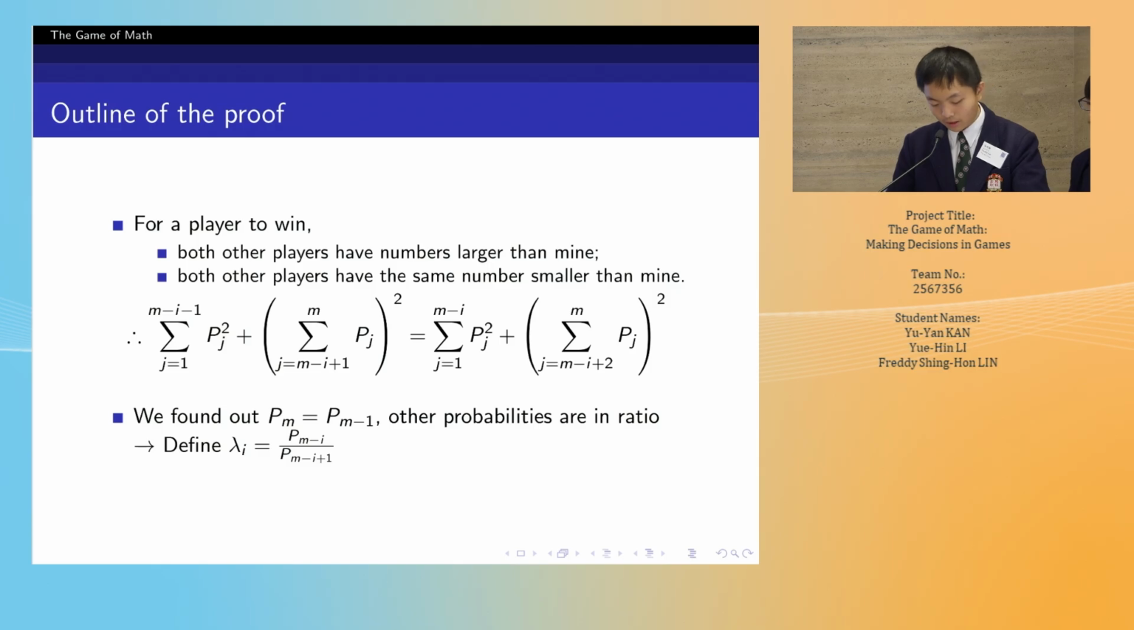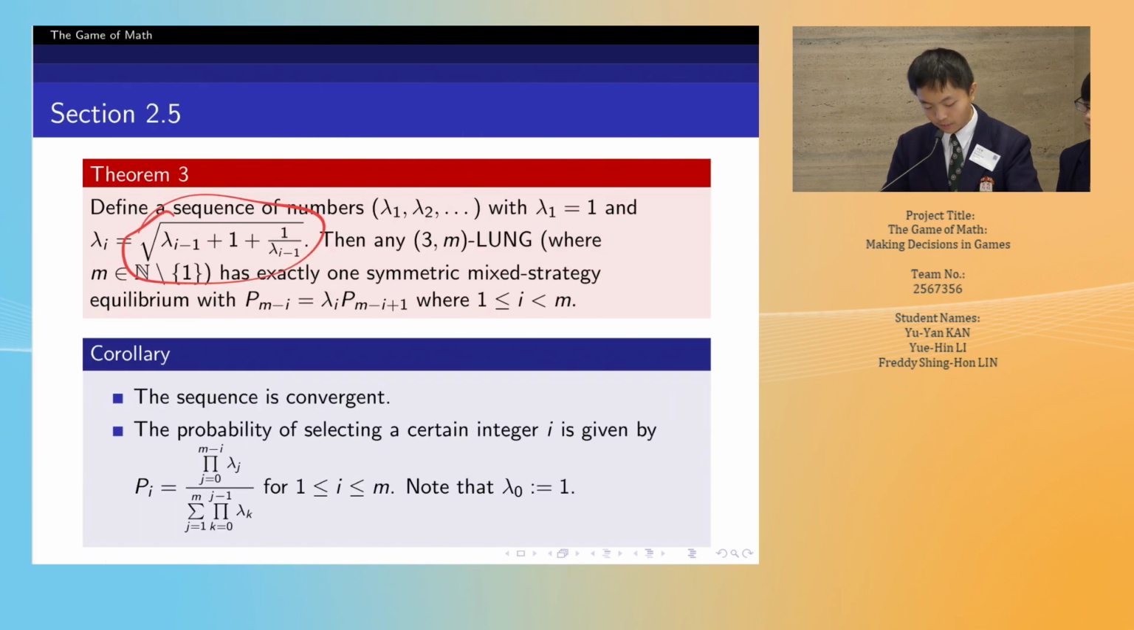number. Then, comparing the coefficients corresponding to number i and number i plus 1, using the fact that they must be equal in symmetric equilibrium, we obtain equations relating these probabilities. From this, we can deduce that p_M equals p_(M-1), while all other probabilities are in a fixed ratio. Hence, we define lambda_i as the ratio of the (i-1)th largest probability to the ith largest probability. And carrying the calculations through, we find that lambda_i itself satisfies a recurrence relation, and all the probabilities can be directly computed explicitly. So it gives a complete solution to the game.